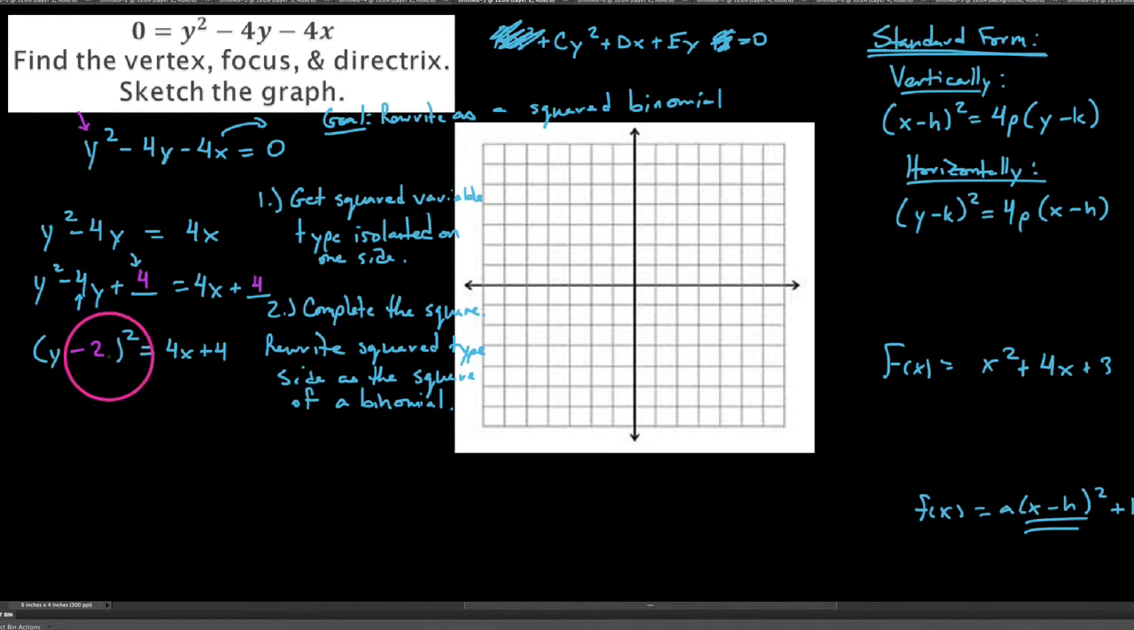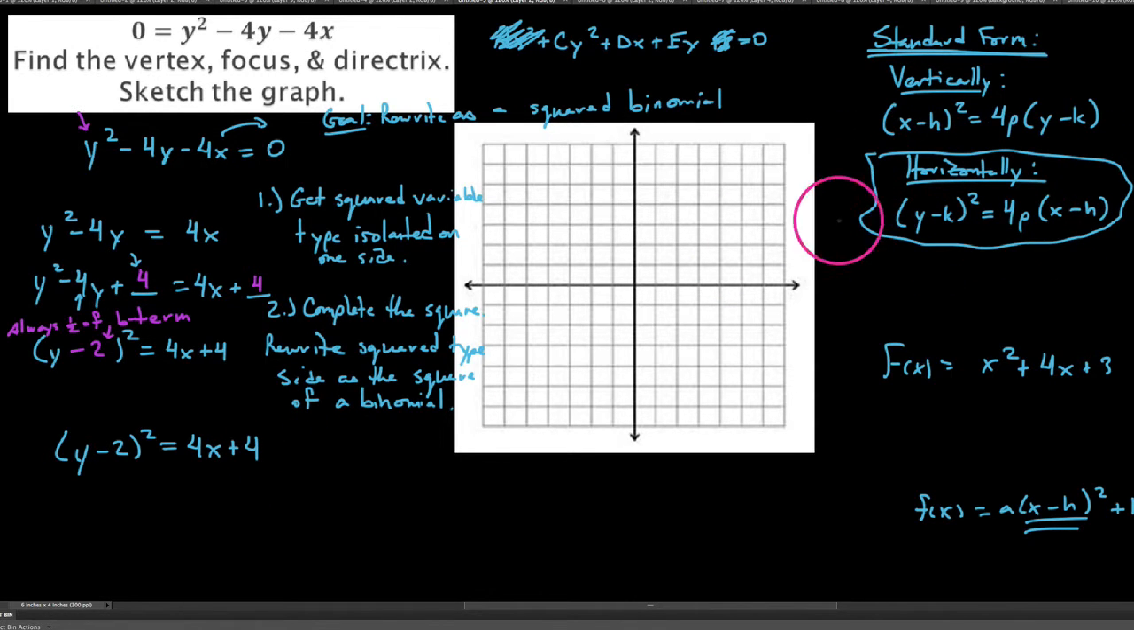What I want to say here is this: when you factor a perfect square trinomial, this is always half of the b term. So this value right here is half of negative 4 here. But once we get this squared, what I want you to see is that this is pretty neat. We are almost in what we refer to as the standard form of this parabola. As a matter of fact, we have this horizontally oriented parabola where we've got our y minus k squared item on the left side, and that's what we want.